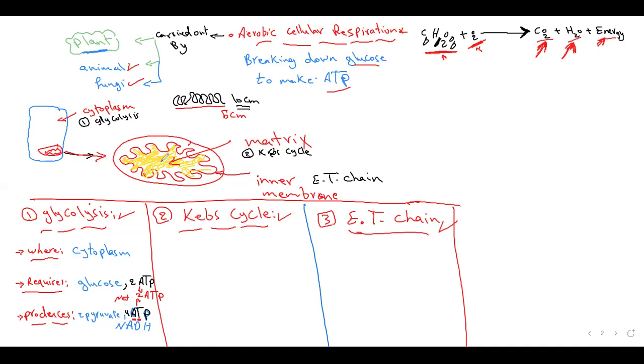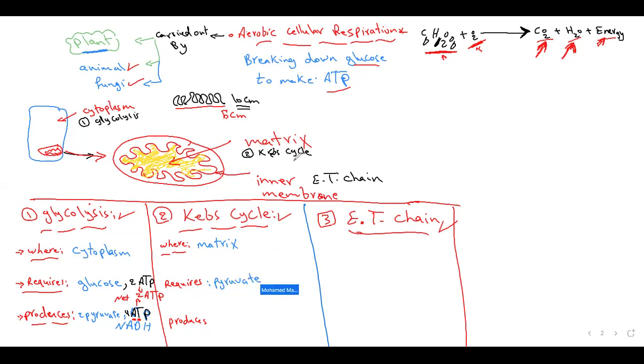So, in the mitochondria, where does it require and produce? The matrix. I will take the pyruvate in the matrix of the mitochondria, as you see here. I said the Krebs cycle happens in the matrix. What will I do? I will break the pyruvate.